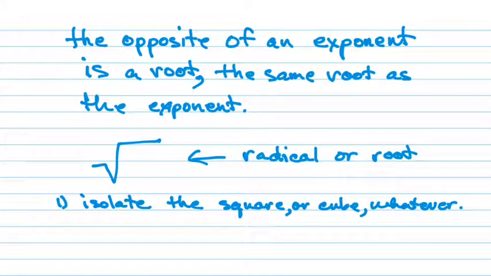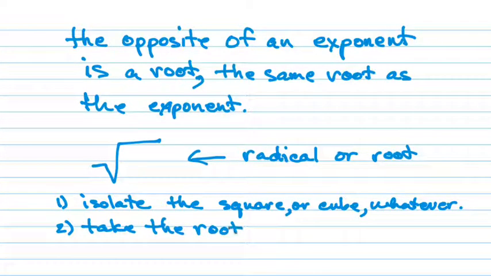Okay? Then, take the root of both sides. Because what we need to do is unsquare it or uncube it. And we do that by taking the root. And you can do anything you want to as long as you do it equally. So that means I can take the cube root of one side as long as I also take the what? Cube root of the other side.